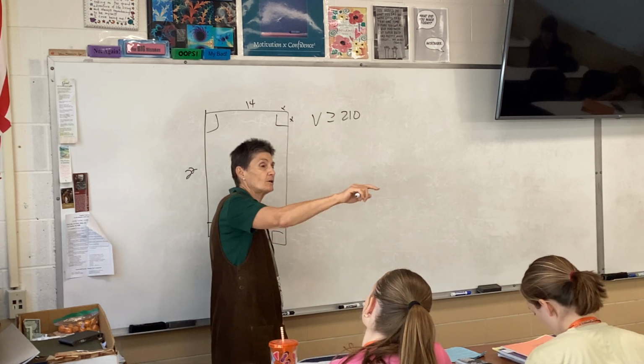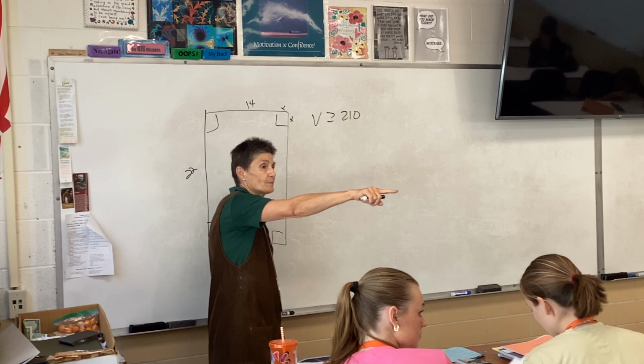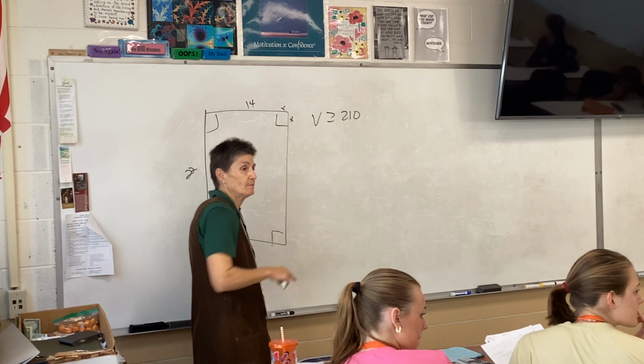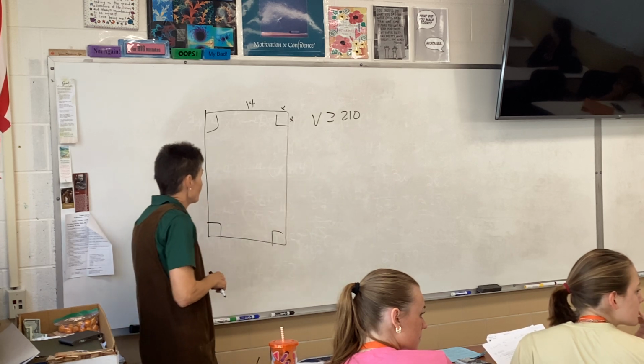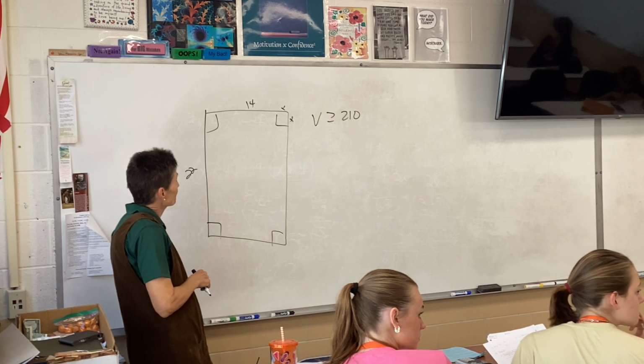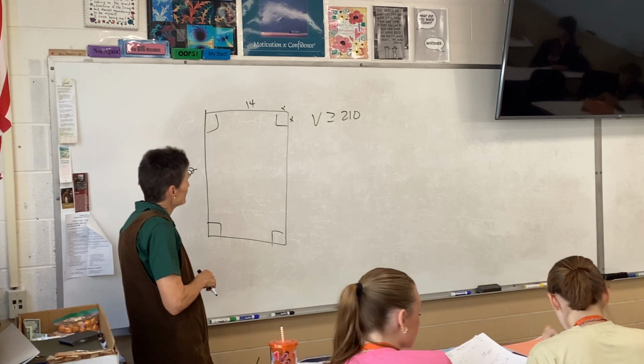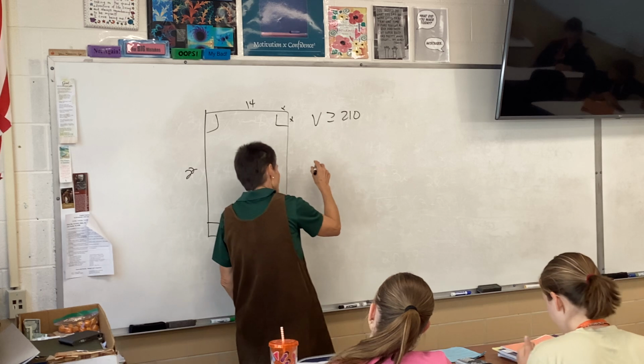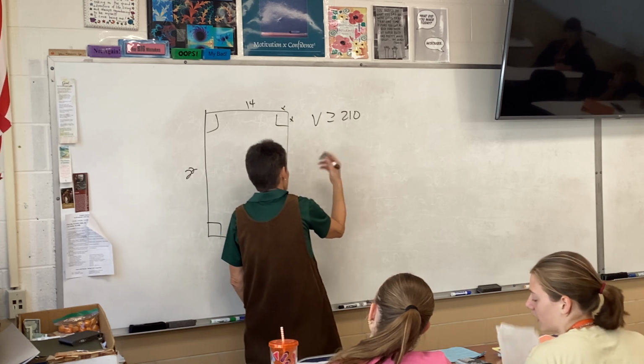Okay, look on the floor. Did you look at the box on the floor? Okay, so how do we find the volume of the box? Base times width times height. So length times width times height.